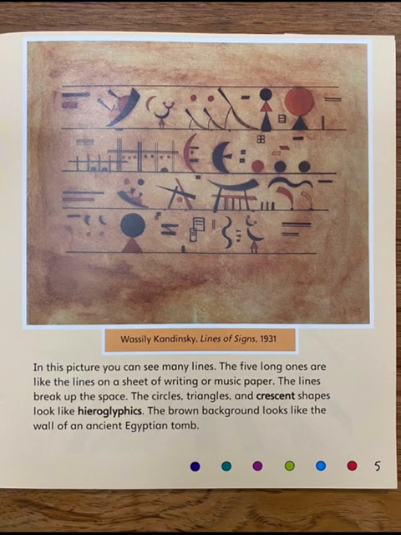All right, so we got a Wassily Kandinsky, Lines of Signs, that he painted in 1931. And it says, in this picture, you can see many lines. The five long ones are like the lines on a sheet of writing or music paper.